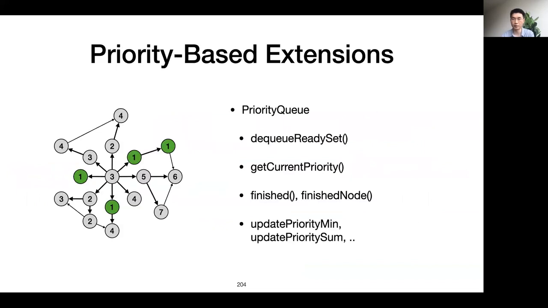The first important operator and data structure I'm introducing in the language is the priority queue, where you can use the queue ready set to get the next set of vertices that are ready to be processed. You can always get the current priority. You can use finished and finished node to check whether all of the vertices have been finalized to their final priority, or if a certain node has finished processing. The user can also use update priority min and update priority sum to update the priorities of each node.